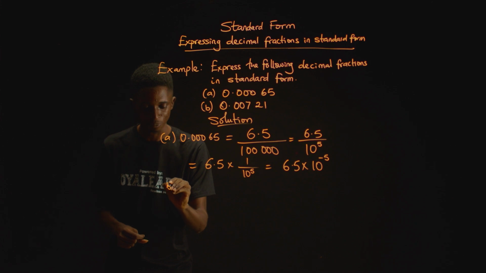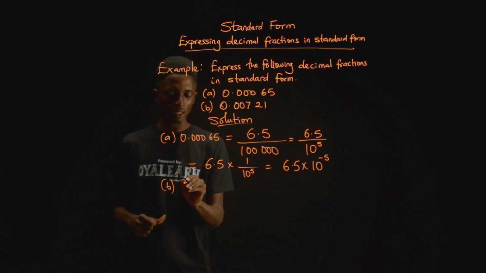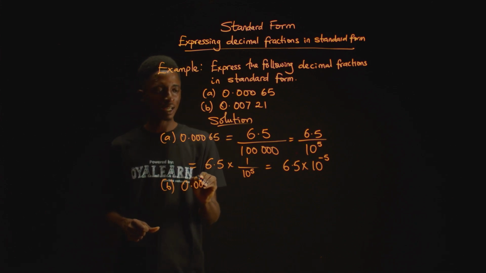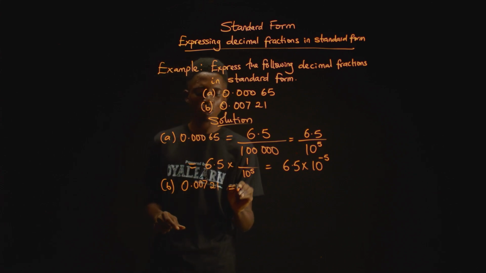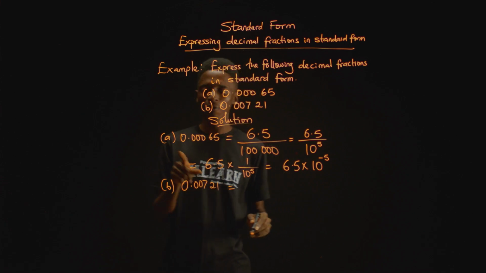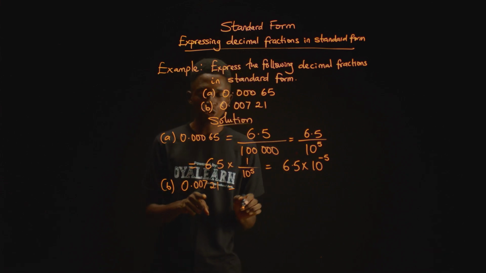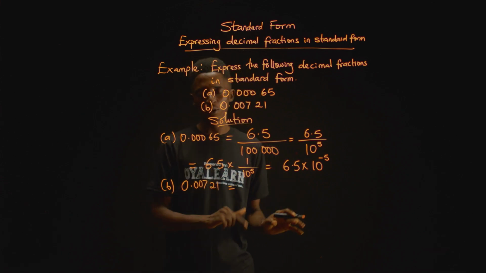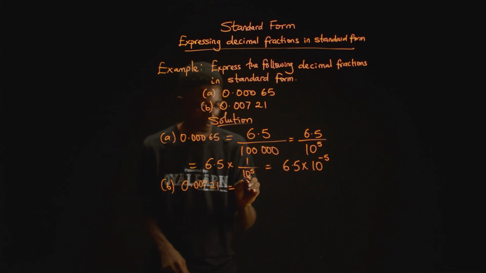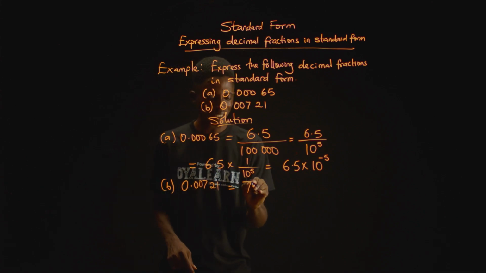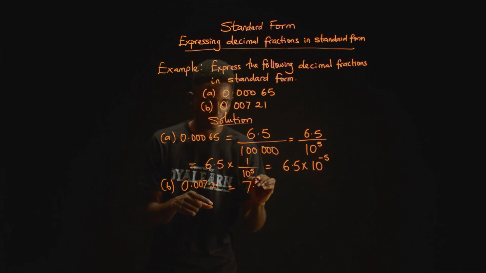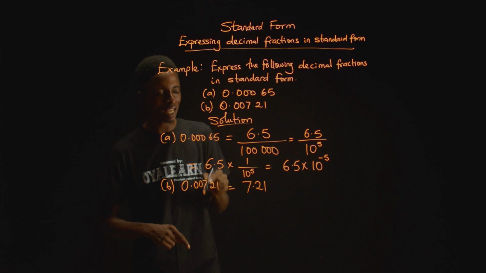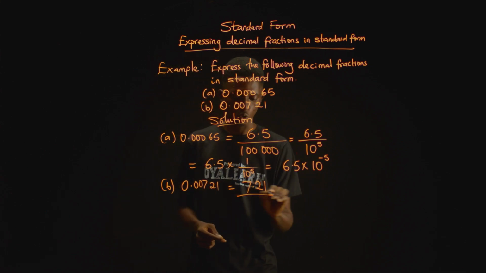Now let's do B. For question B, we have 0.00721. Just like we did in question A, we'll also identify the first non-zero digit, and that is 7. After that, we put a decimal point, and then we write out the other numbers that follow. So we have 21, that is 7.21 over.